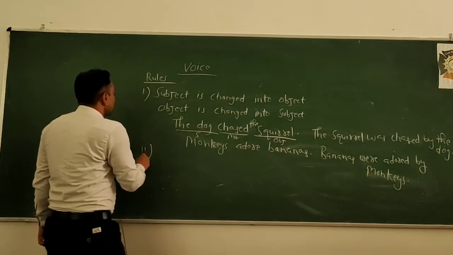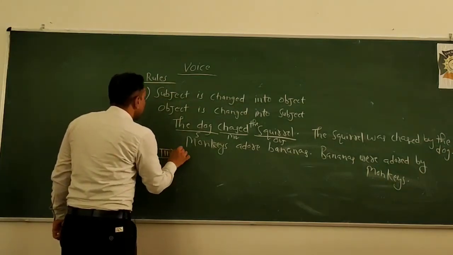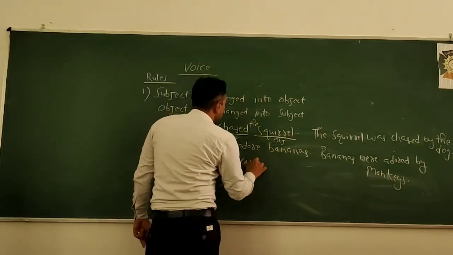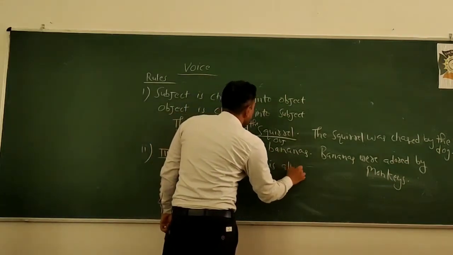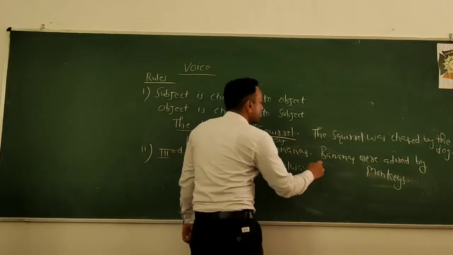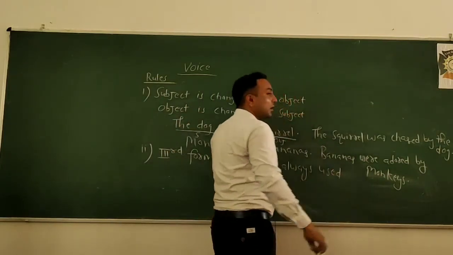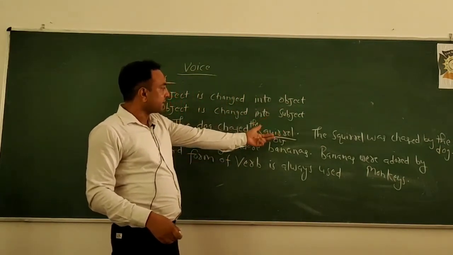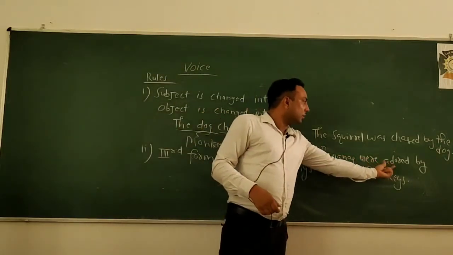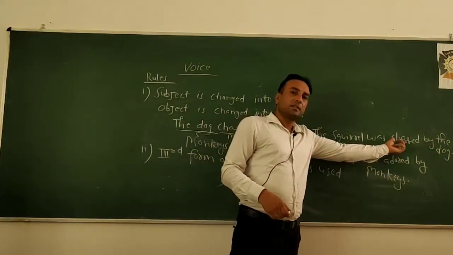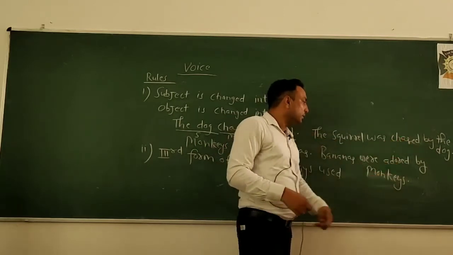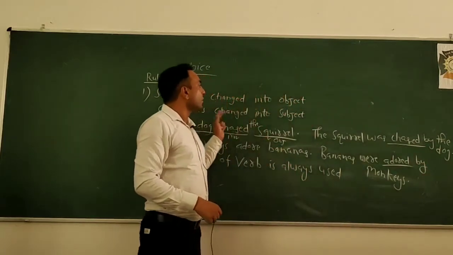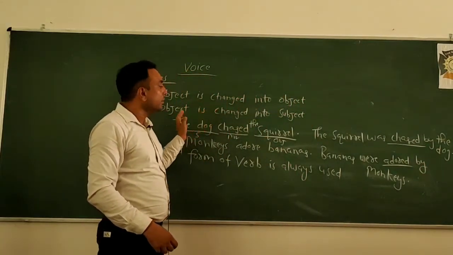And the second rule is that the third form of the verb is always used. As you can see in the given sentences, the third form of adore is adored, and of chase is chased. So this is the third form of the verb, and it is always used while changing sentences of active voice into passive voice.